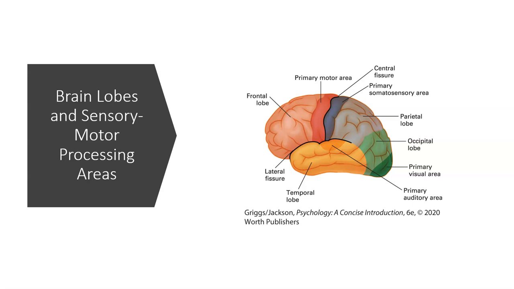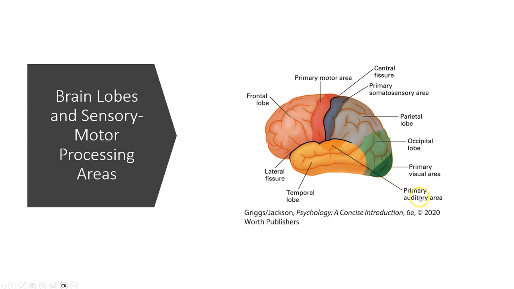It's often easier to think about this looking at a visual. So if we find the central fissure, that's this black line right here in between the primary motor area and the primary somatosensory area. So the frontal lobe is in front of the central fissure and above the lateral fissure. So that second black line there going horizontally is the lateral fissure. Below the lateral fissure is the temporal lobe.